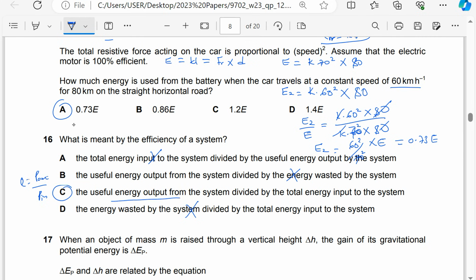Useful energy output from the system divided by the total energy input. So it is useful output over input.